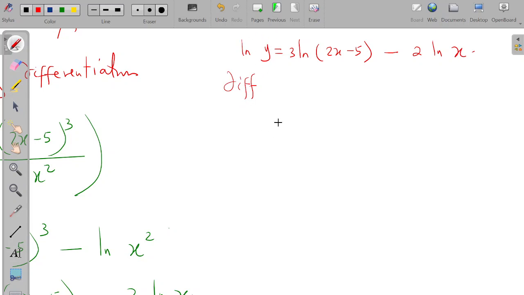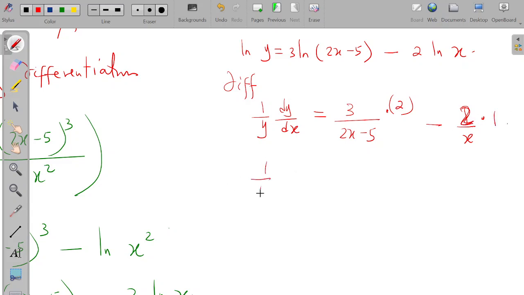When I differentiate this, I'm going to have 1 over y. But don't forget we are differentiating y, so we need to multiply it by dy over dx. When I differentiate this, I will have 3 over 2x - 5, then multiply by the derivative of the inside, which is 2. Minus, when I differentiate this, I have 1 over x, then multiply by 2, because the 2 is already out. Of course, multiply by 1.